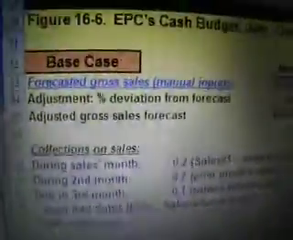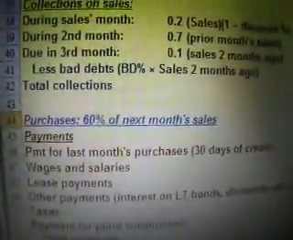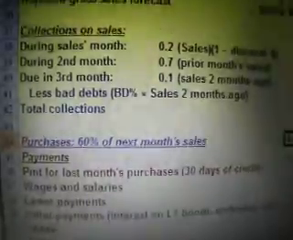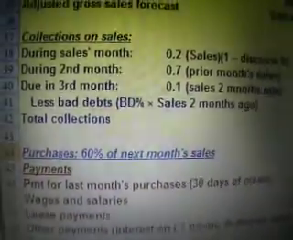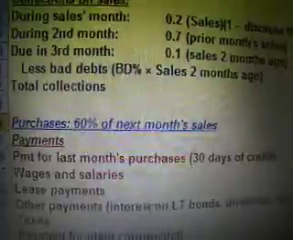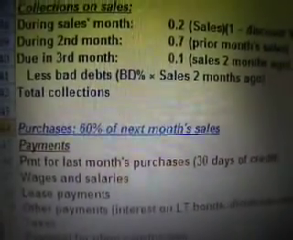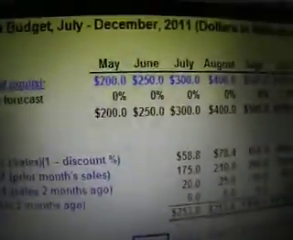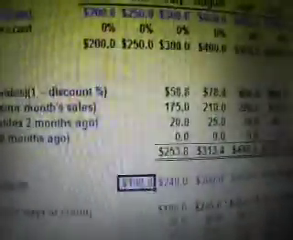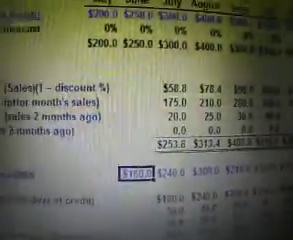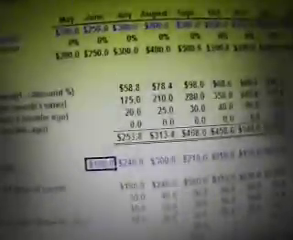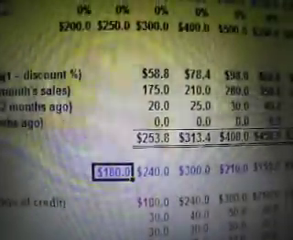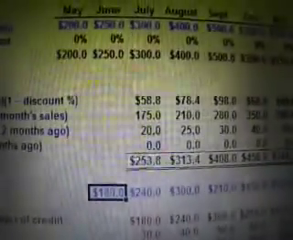Then we move to the payments. Number one, the purchases. Purchases are the 60% of the next month's sale. You have to buy the goods in advance so that they are ready to be shipped to the customers. So for June, it is the 60% of sales for July. So 60% of $300 million is 180. Same thing for July. It is the 60% of the sales for the month of August and so on.